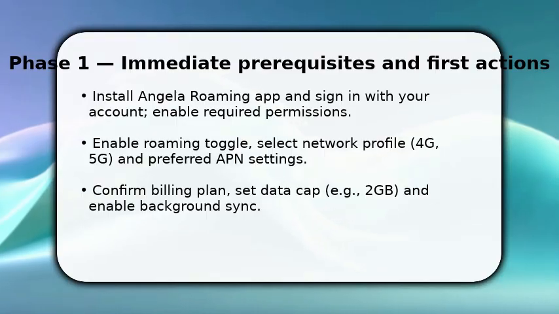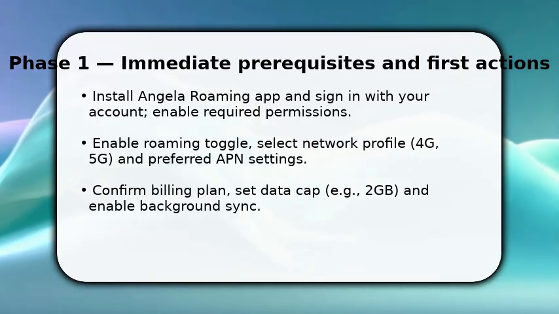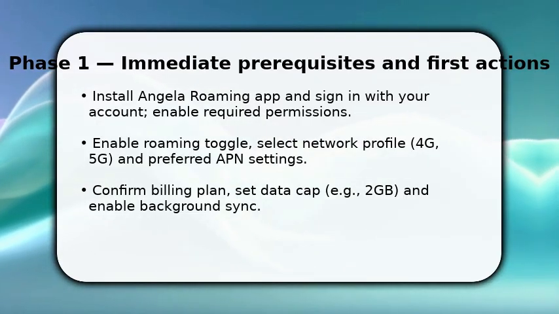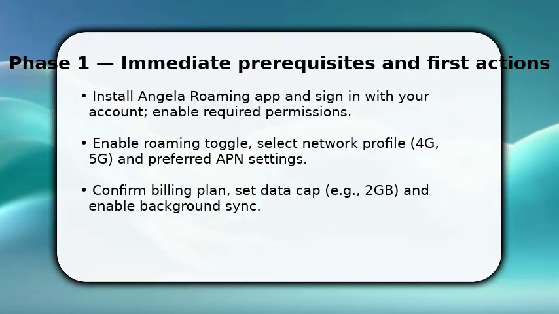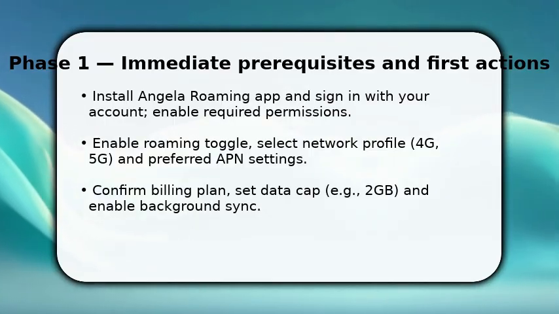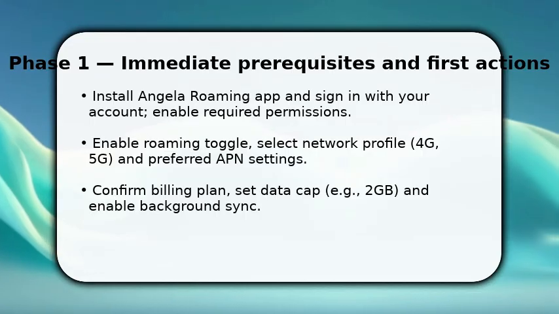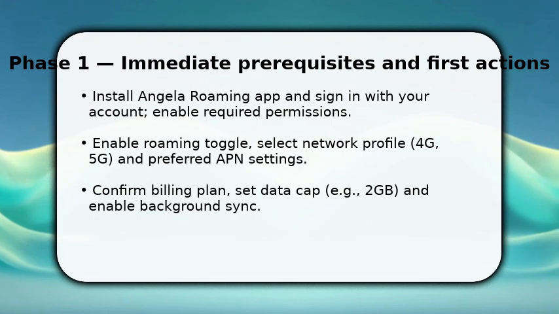You begin by installing Angular roaming and signing in. Grant location and network permissions so the app can manage connections. Once done, enable the roaming toggle and pick a network profile, 4G or 5G, because signal choice affects speed and battery. Make sure to set your APN if your carrier requires it, then choose your billing plan and a data cap, for example 2 GB, to avoid surprise charges. This gets you connected and protected before you travel.